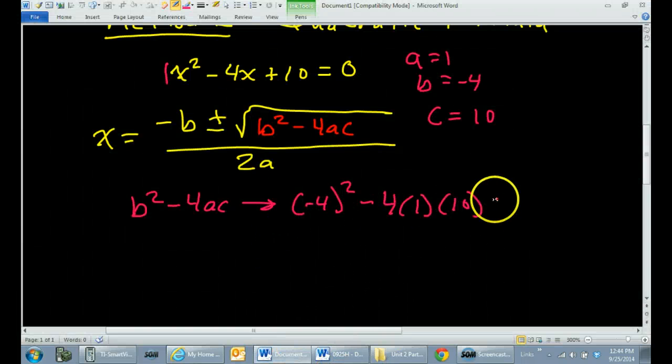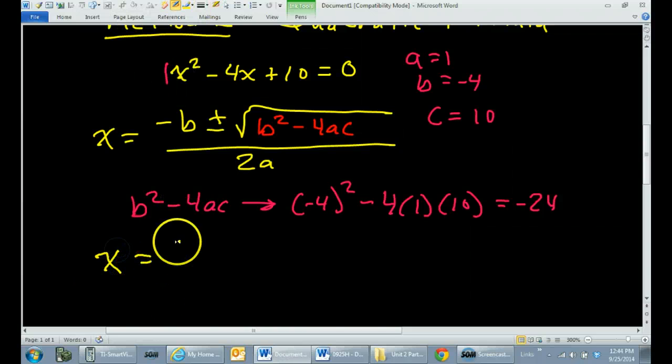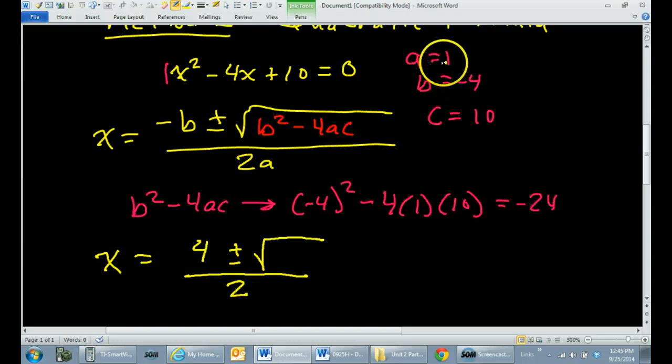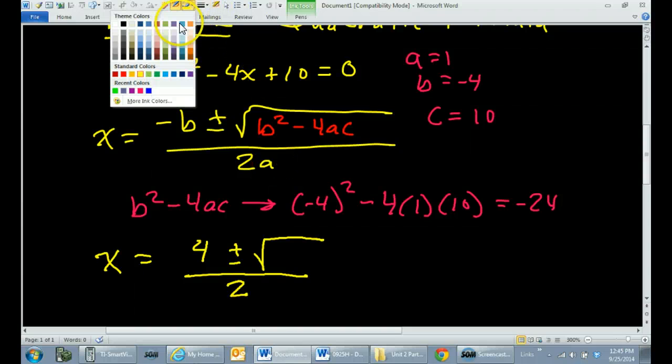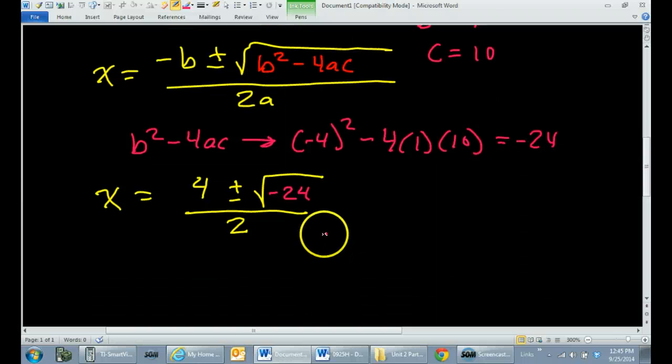Okay, so that's the part underneath the radical. So if I go ahead and do the rest of the quadratic formula, x is equal to opposite of b. b is -4, so the opposite of b is +4. All right, and then I've got plus or minus square root all over 2a. Well, a is 1, so 2 times a is just 2. And then underneath the radical goes your b squared minus 4ac. Well, that's -24. As soon as you see that negative under the radical, you know we're going to have imaginary solutions. So watch out for that and be careful.